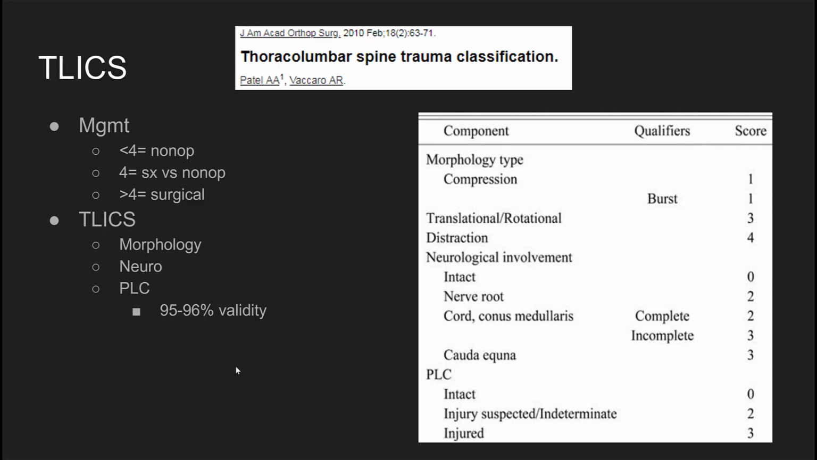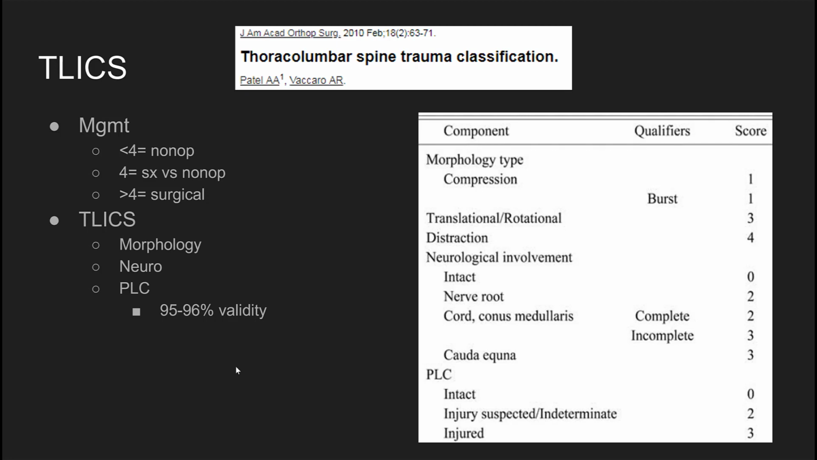This is the one that I think was a really landmark paper. This was done by Vaccaro and Patel and their colleagues over at Rothman in 2010. And this really guided surgical management or non-operative management. They just broke it down into a scoring system. You looked at the morphology of the fracture. If it's a compression, you get 1 point. If it's a burst, you get 1 point. But if there's any translational or rotational component, then 3 points. Distraction, you get 4 points.